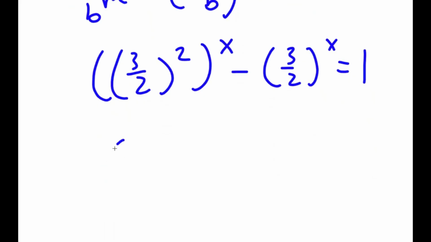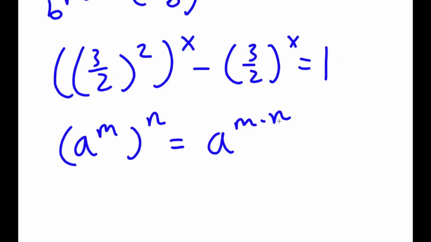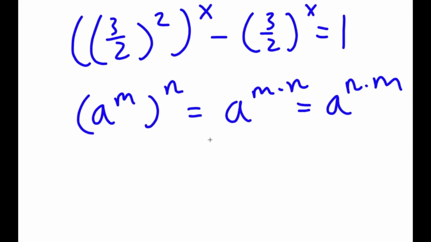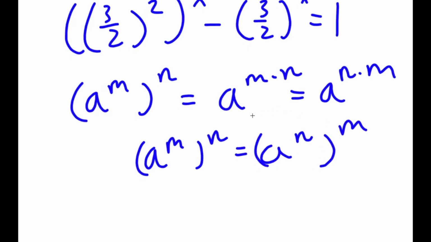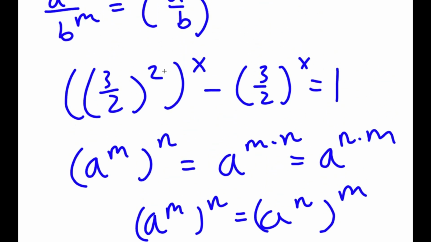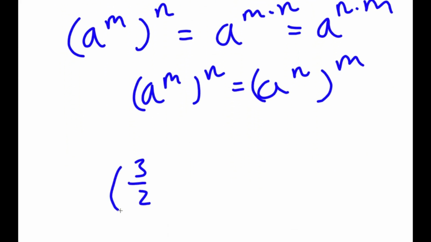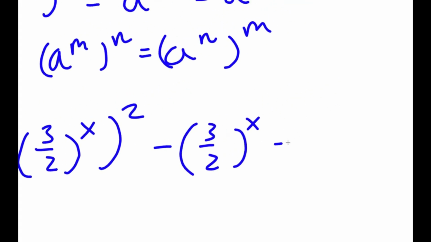Now, if I have something in the form a to the power of m to the power of n, this is equal to a to the power of m times n. And these two are interchangeable, meaning this is also equal to a to the power of n times m. So if all of this is true, then this must mean that a to the power of m to the power of n is equal to a to the power of n to the power of m. So right here we have 3 over 2 to the power of 2 to the power of x, and that is going to be equal to 3 over 2 to the power of x to the power of 2. Then we still have minus 3 over 2 to the power of x is equal to 1.